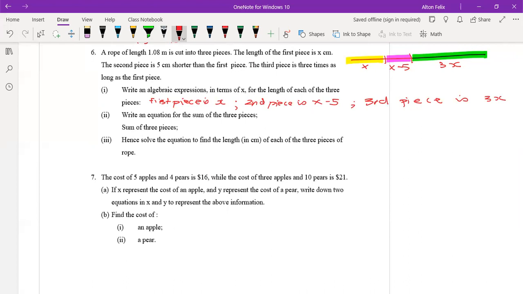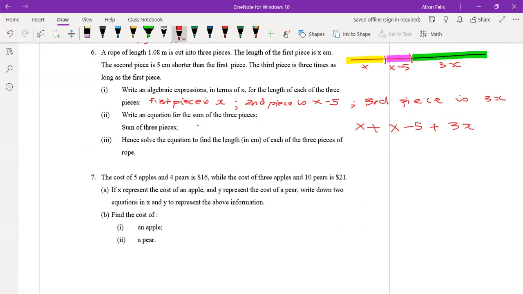Write an equation for the sum of the 3 pieces. Well, we just add them. So the sum of the 3 pieces will be x plus x minus 5 plus 3x. So that's the sum. And going into the last part of the question, hence solve the equation to find the length of each of the 3 pieces.